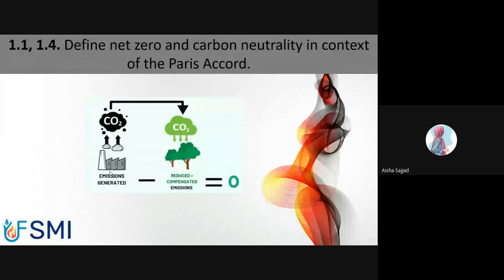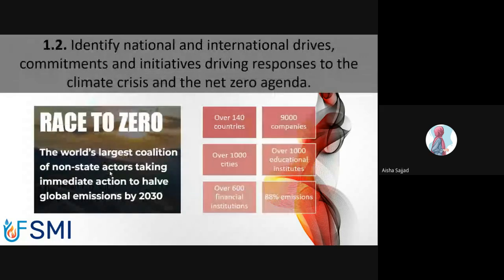So when we talk about both of these, we need to ensure that the amount of carbon dioxide or carbon-related emissions or greenhouse gas emissions being produced by an organization is equivalent to the amount of greenhouse gases being removed from the environment. As a result, the total sum of the emissions by that organization needs to be zero.